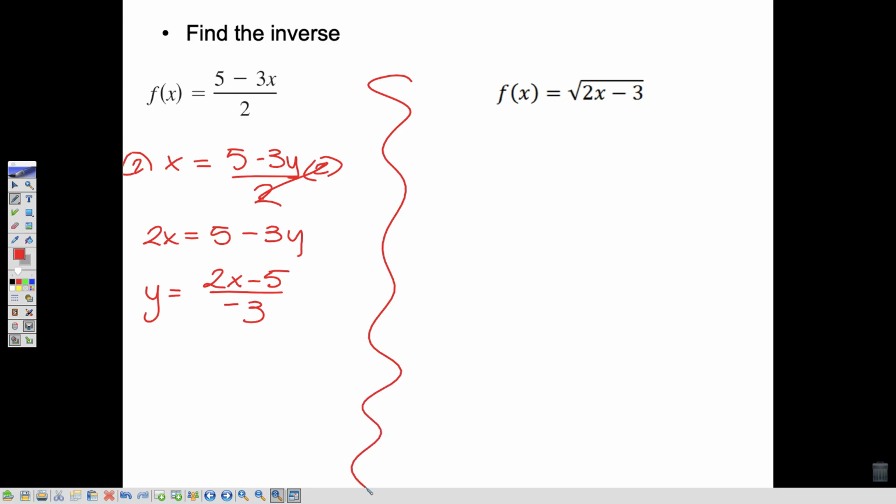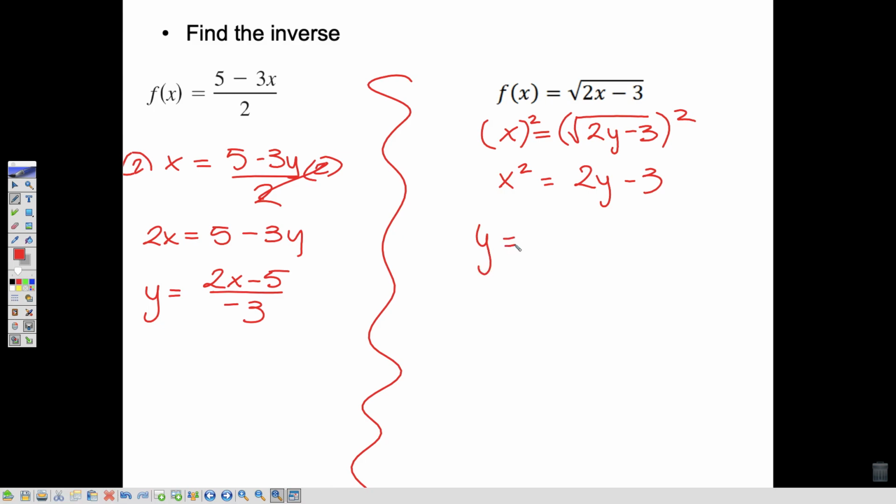Okay, so what do I do here? Switch y and x. Okay, so I have x equals the square root of 2y minus 3. How do you undo a square root? Square it. So I square both sides. So I get x squared equals 2y minus 3. Add 3, divide by 2. So y equals x squared plus 3 over 2.